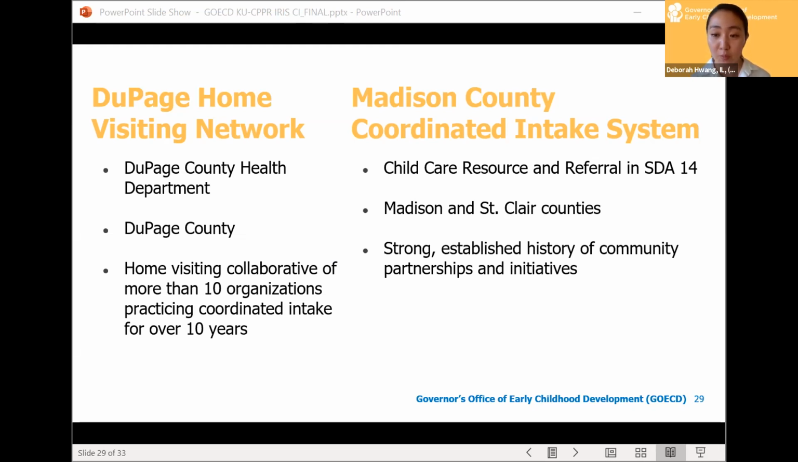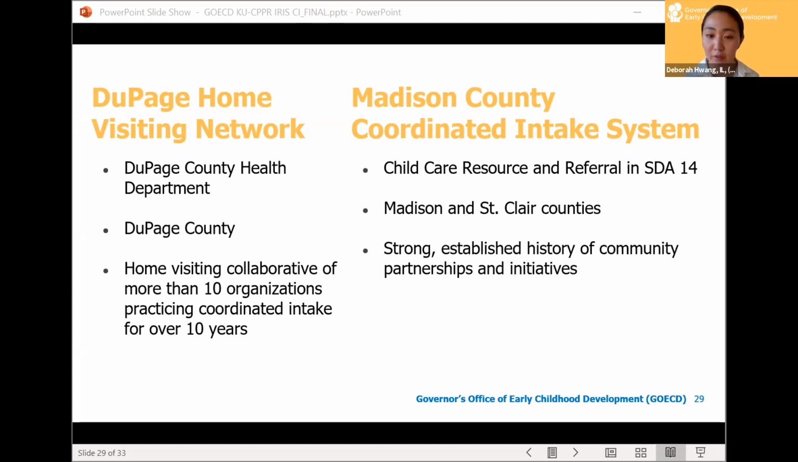Their goal with this project was to enhance their already existing CI system, to have bi-directional communication with their partners, and the ability to outreach and incorporate new partners into their system outside of home visiting, such as social service agencies.